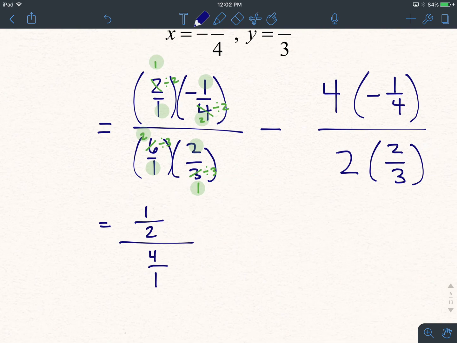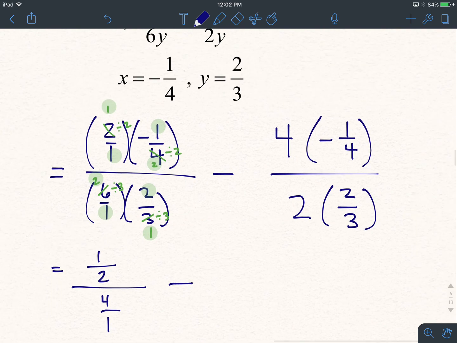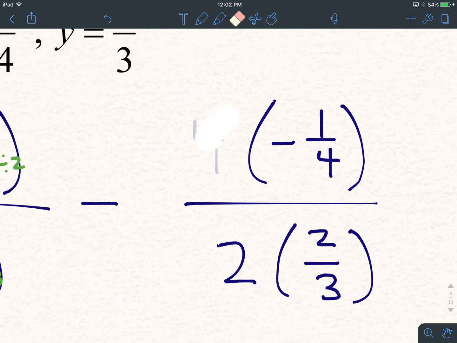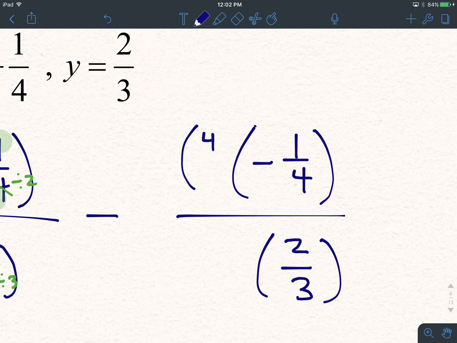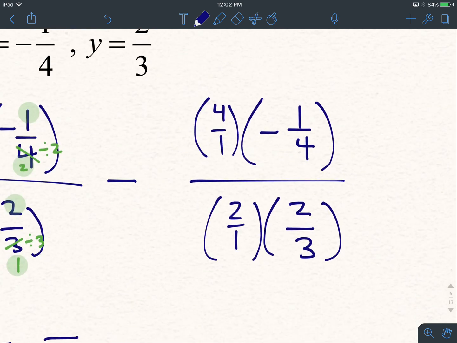Let's go have a look at the second one. Subtract. And again, I'm going to do that rewrite again. I think that makes it just a little bit easier for us to sort of see visually what's going on. That was a 4, I believe. Yep, 4. So we have 4 over 1. And we have 2 over 1, I think. Yep, perfect.